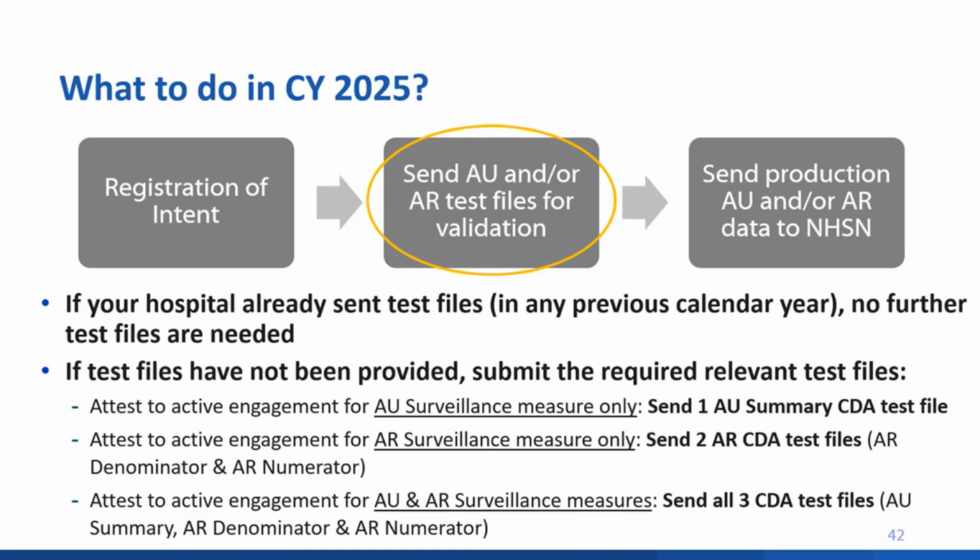Next, you will send AU and/or AR test files for validation. If your hospital already sent test files in any previous calendar year, no further test files are needed. If test files have not been provided, once the registration is finalized, an email will be sent to the facility administrator to kick off the testing and validation step to send either AU-only test files or AR-only test files, or both AU and AR test files.